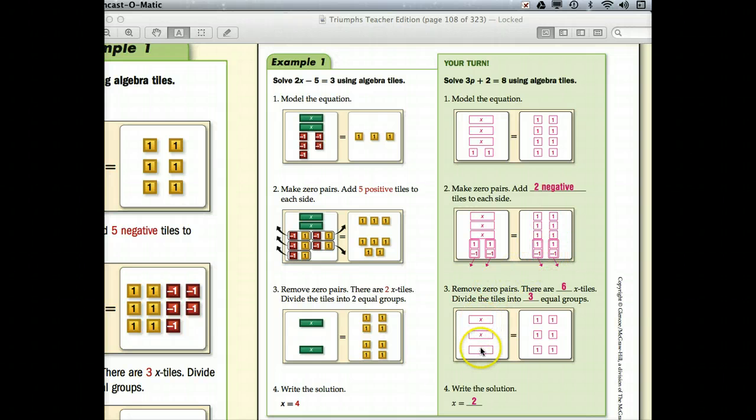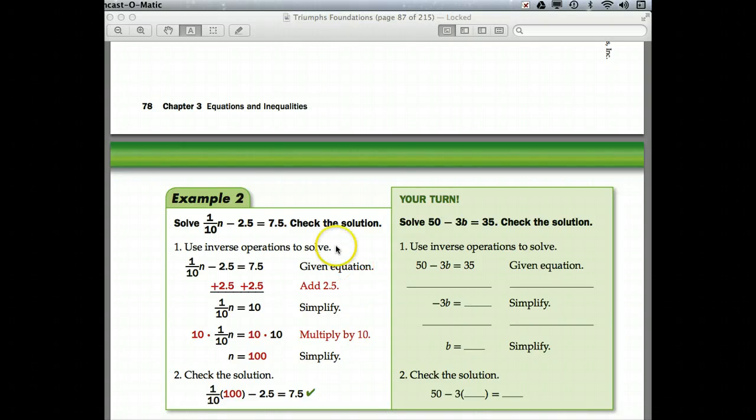So we're left with 3 of the variable, and if we divide each of what's left over into equal groups of 3, they each have 2. So x is equal to 2. Well done. Now let's look at example 2.